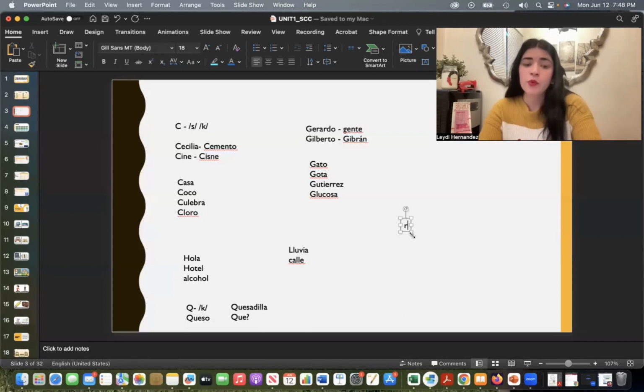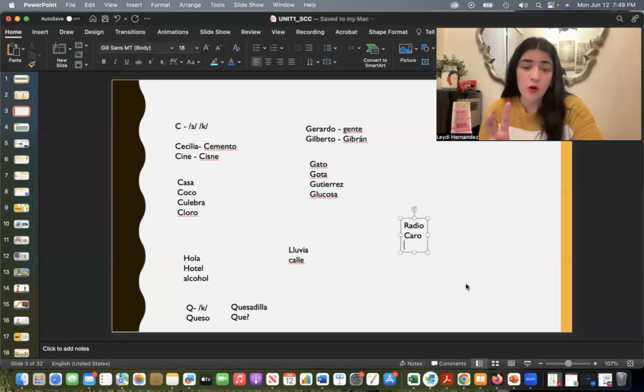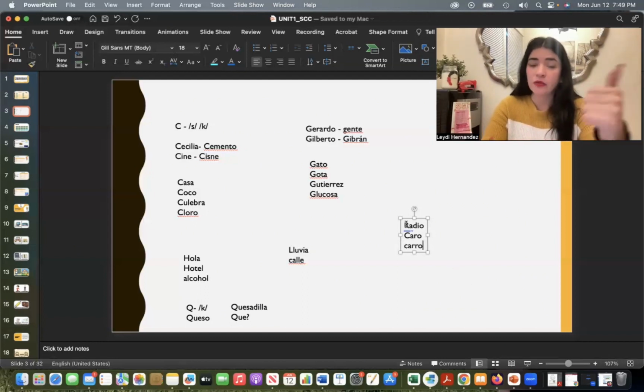If it is at the beginning, we're going to have a strong sound, like radio. If it is in the middle, it will have a soft sound, like caro, expensive. But if it is in the middle and it's double R, we have a strong sound, carro. It is the same sound as if it was at the beginning of the word. Radio, carro. If it is in the middle, it will be soft, caro.